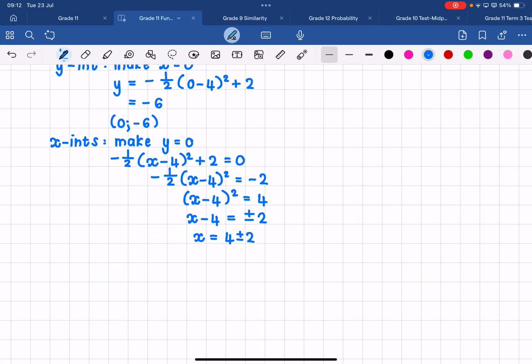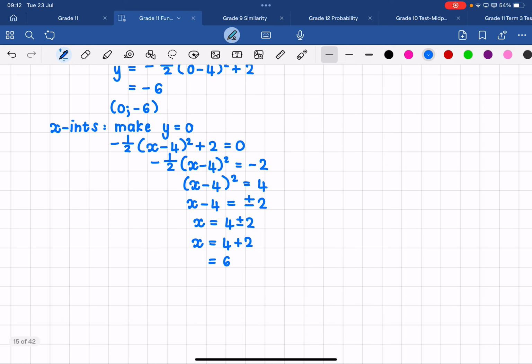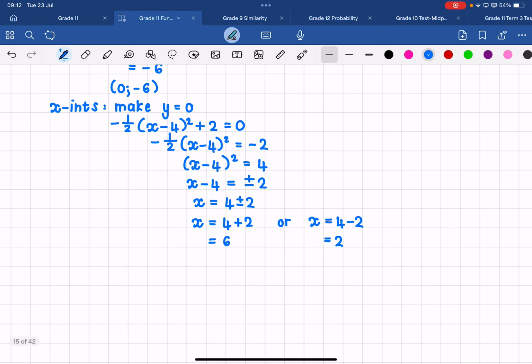What does that mean? 4 plus 2 or 4 minus 2, right? That's what the plus minus means in maths. We're going to say x is equal to 4 plus 2, which is 6. You don't have to write that down, but maybe just for this example, let's write it down. Or 4 minus 2, which is 2. So that will give us our 2 answers. You have to get 2 answers from this, guys. And if you leave out that plus minus, you're only going to get 1 answer, right? Which is wrong.